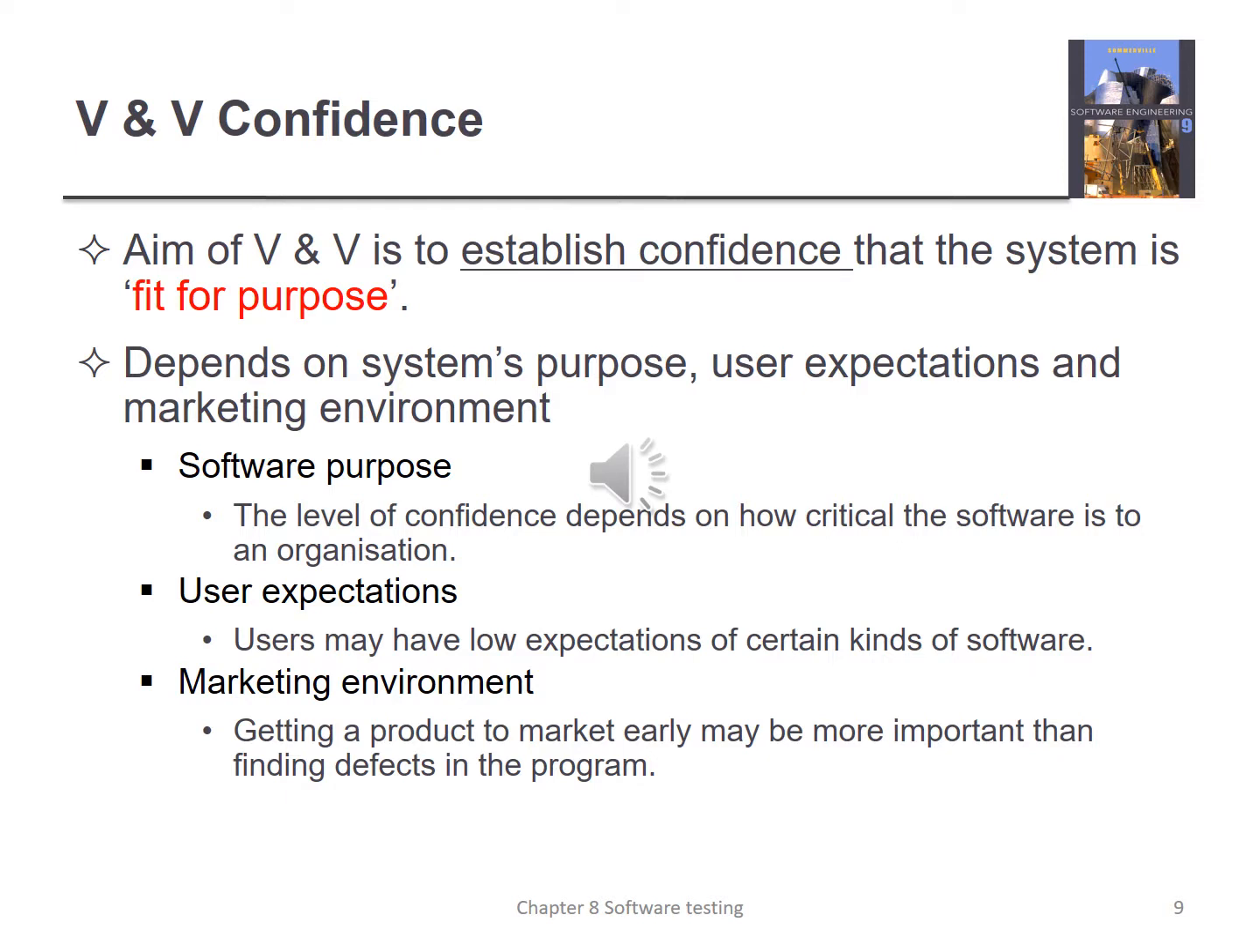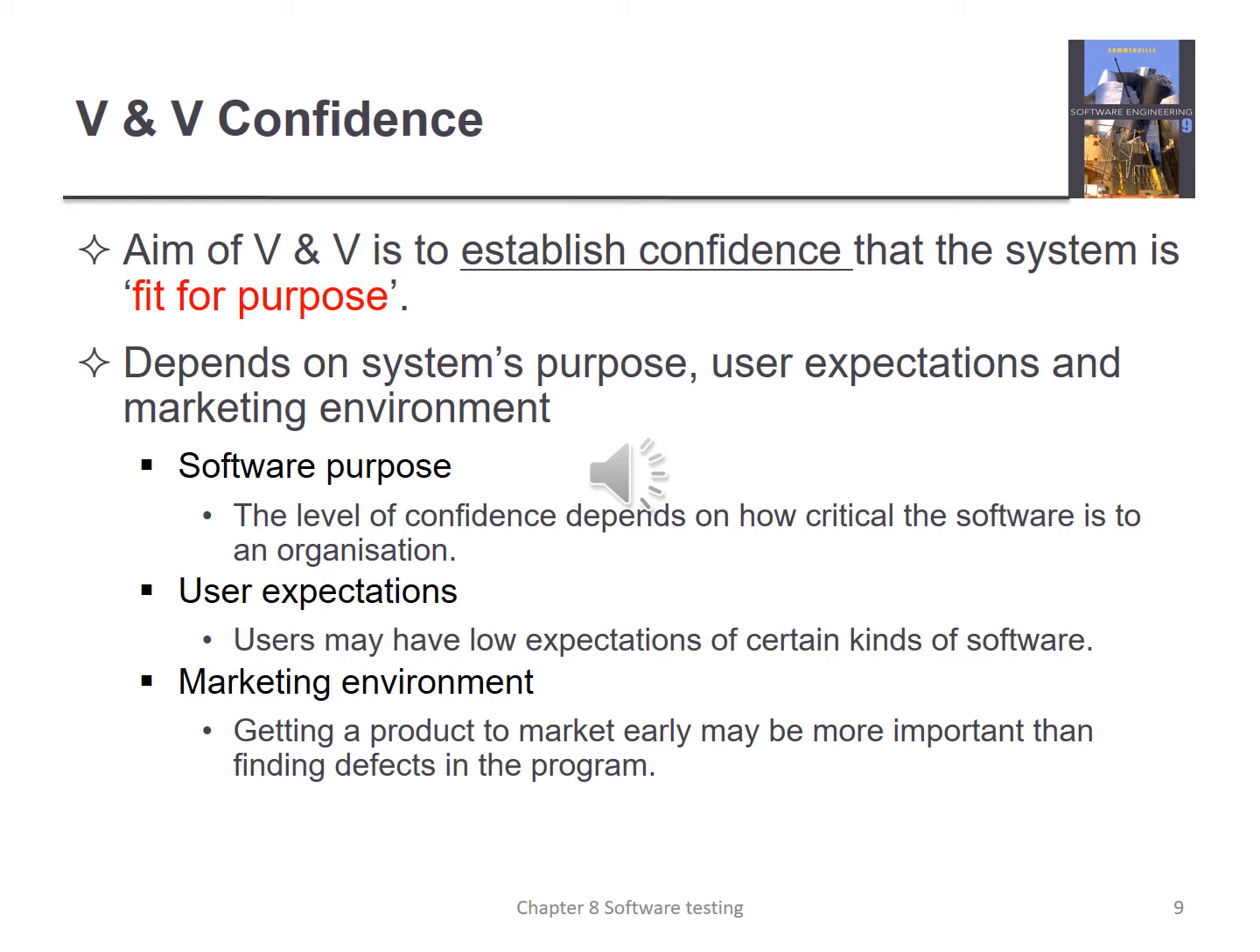Well, V&V, verification and validation, is a set of techniques to test the system, used to build and quantify confidence in that software. The aim is to establish confidence that the system is fit for purpose. It will depend on the system purpose, the user expectation, and the marketing environment. Looking at software purpose, the level of confidence depends on how critical the software is to the organization.